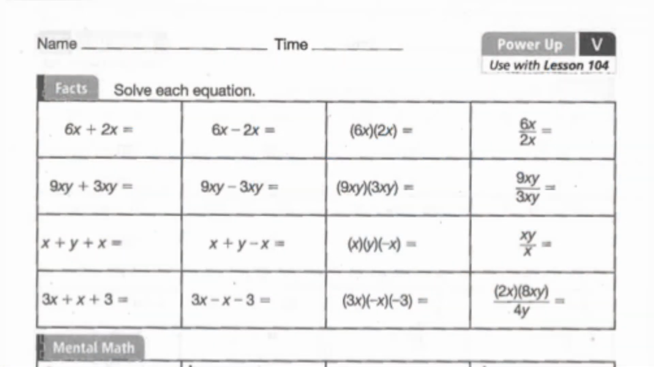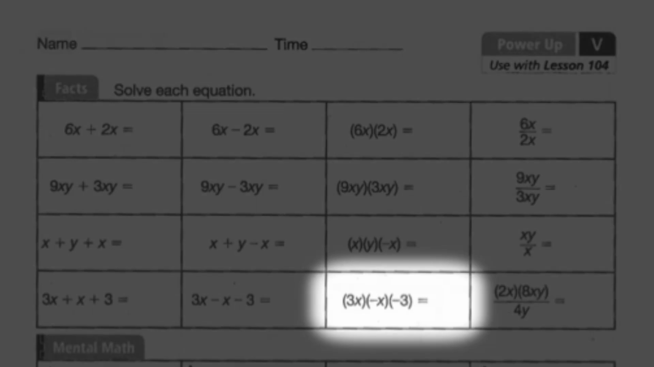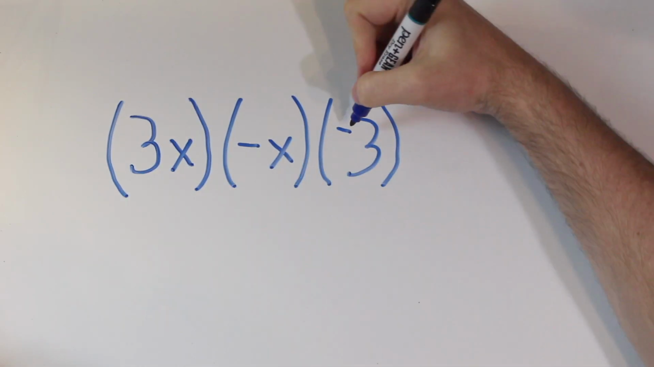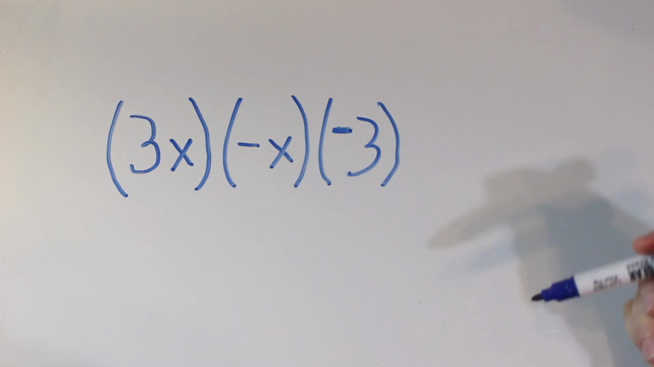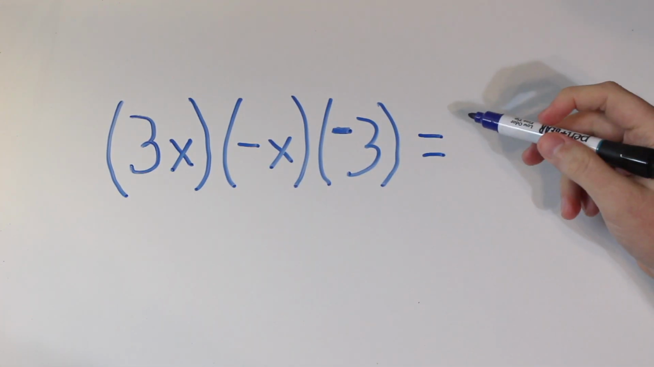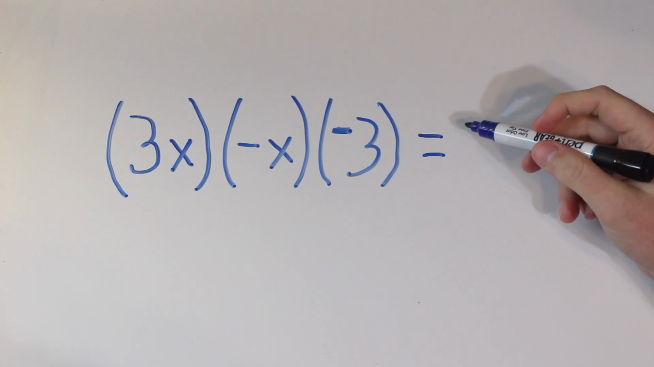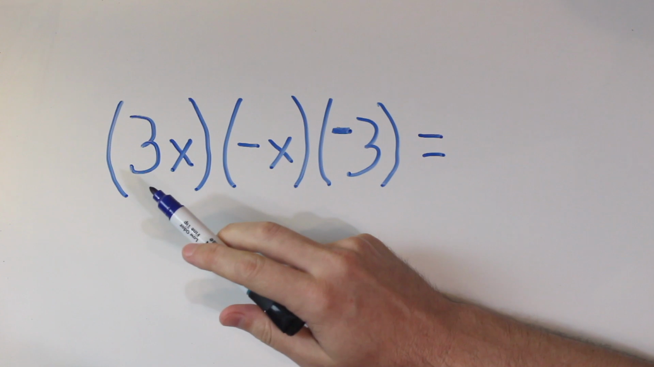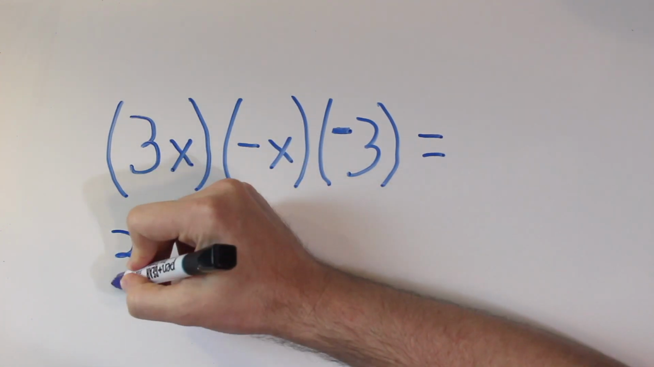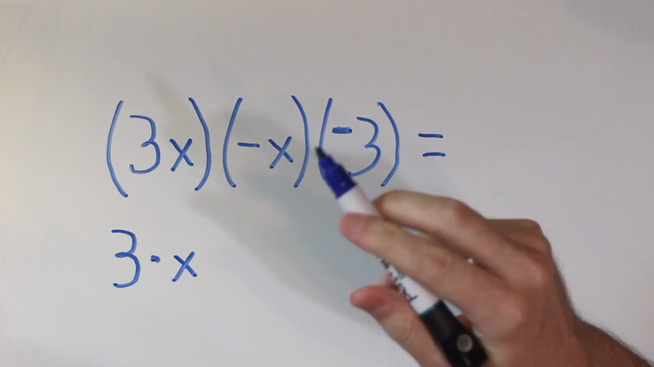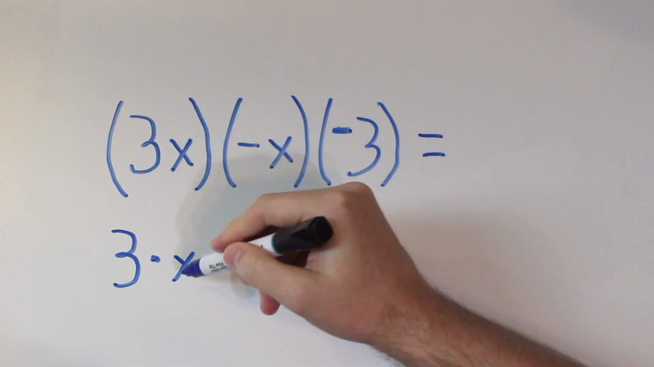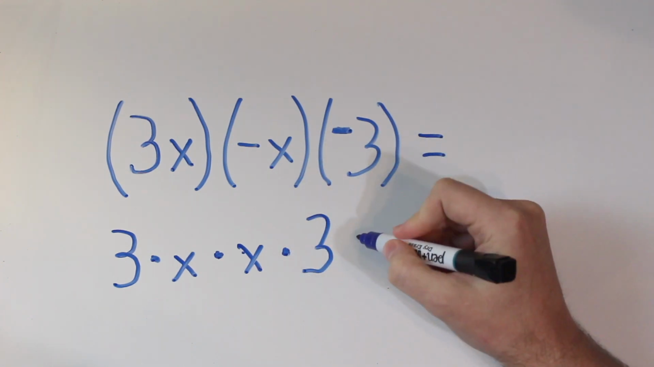Now multiplication. 3x times negative x times negative 3. We're multiplying negatives again, so do the multiplication part first, and we'll worry about whether the answer is positive or negative at the end. Something to remember here is that when we're multiplying, you might want to write out 3x as 3 times x. So, disregarding the negatives for now, we have 3 times x times 3.